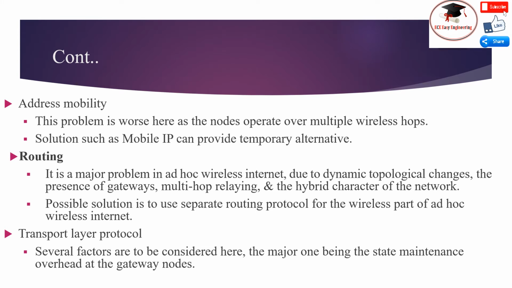Address mobility. This problem is worse here as the nodes operate over multiple wireless hops. Solutions such as mobile IP can provide temporary alternatives. The third is routing, which we've already seen. It is a major problem in ad hoc wireless networks due to the dynamic topological changes, the presence of gateways, multi-hop relaying, and the hybrid character of the network. A possible solution is to use a separate routing protocol for the wireless part of the ad hoc wireless network.